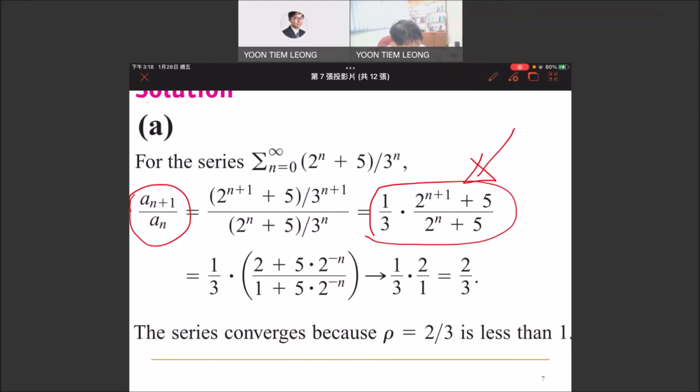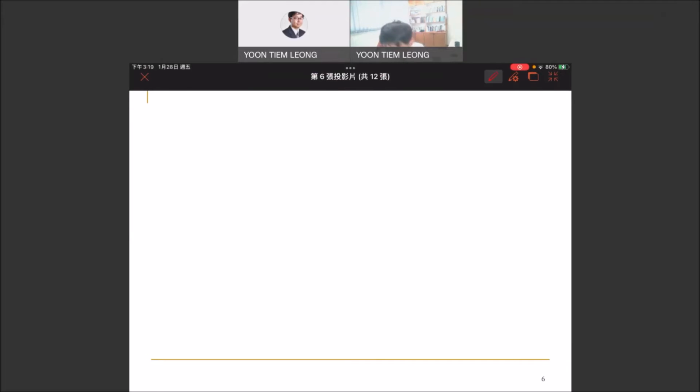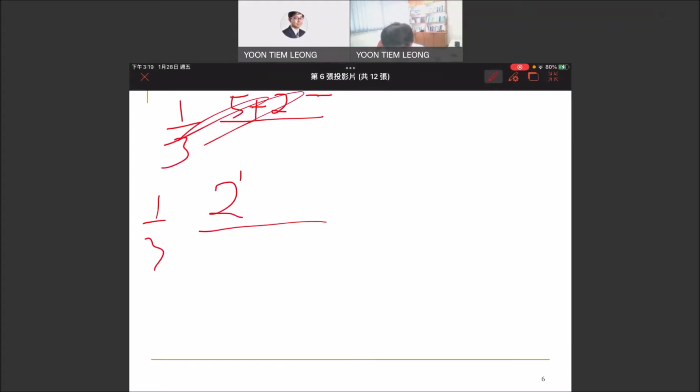So I would like to write this on a piece of blank paper and try to see if I can simplify this. So the expression I was showing you just now will look something like this. You have a factor of 1/3. Then you have 5 plus 2 raised to the power of n plus 1. Okay, maybe I should write it again. 2 power n plus 1 plus 5 and 2 power n plus 5.